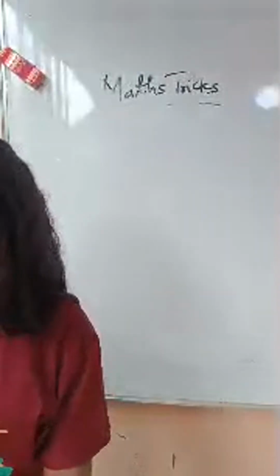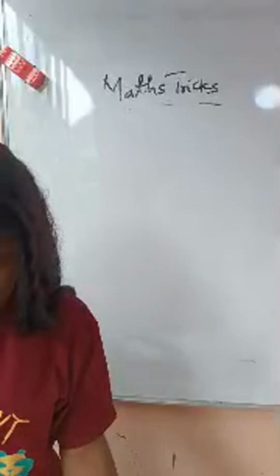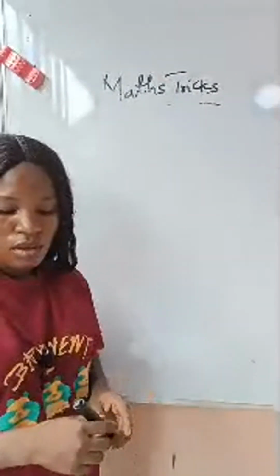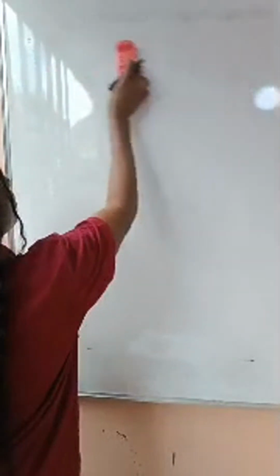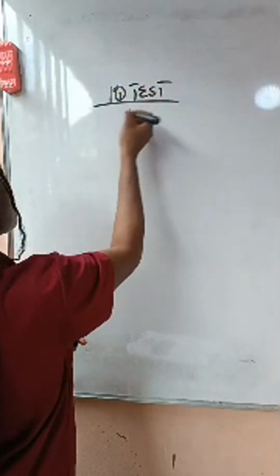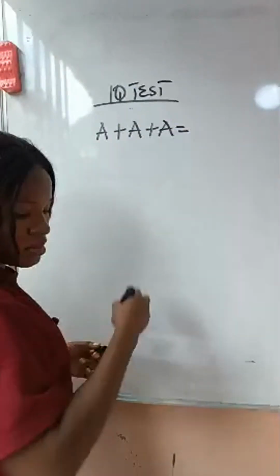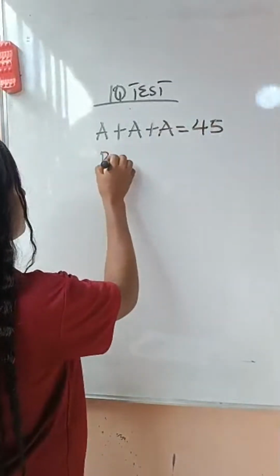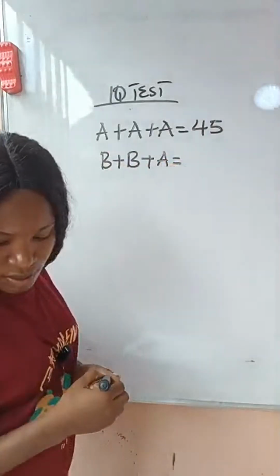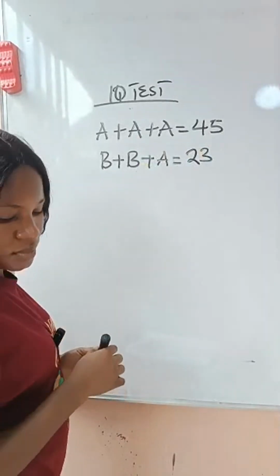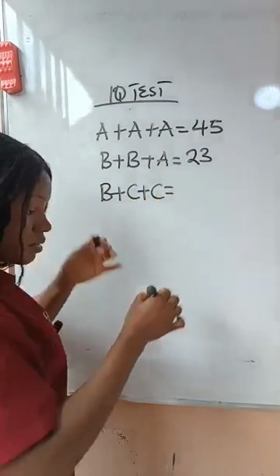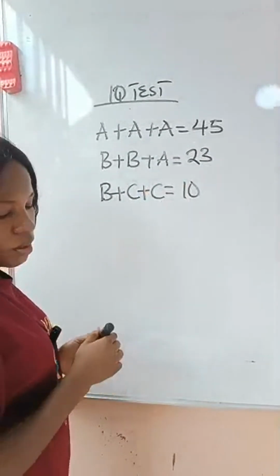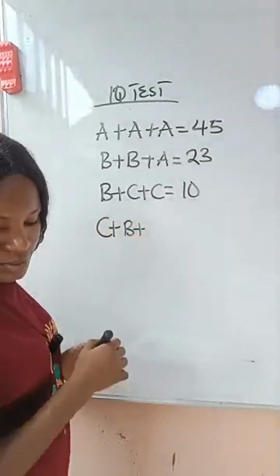All right, now at this point, I need to put something here that will give me time to rest a bit while you people do it. Now, let us check. I want to ask you this question. This is not under math trick. This is an IQ test. If A plus A plus A is equal to 45, and B plus B plus A is equal to 23, and B plus C is equal to 10, now what is C plus B times A?